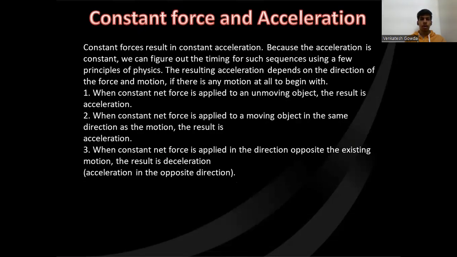If there is any motion to begin with: first, when constant net force is applied to an unmoving object, the result is acceleration. Second, when constant net force is applied to a moving object in the same direction as the motion, the result is acceleration. Third, when constant net force is applied in the direction opposite the existing motion, the result is deceleration, because acceleration in the opposite direction is called deceleration.